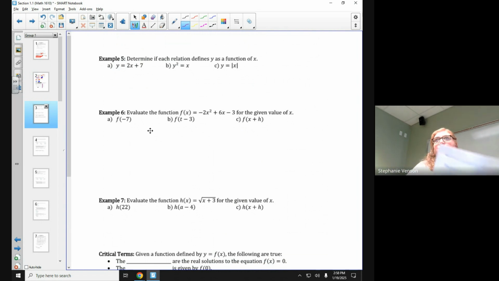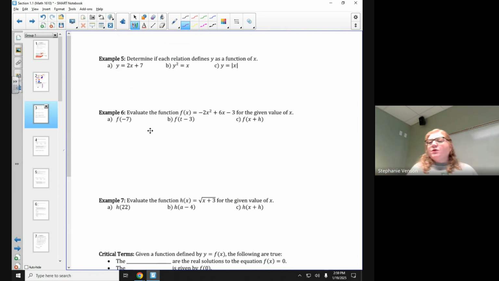The first one gives you a list of ordered pairs and says, is it a function? The second one gives you a chart and says, is it a function? The third one gave you a graph and said, is it a function? Now I'm going to give you an equation and ask you the same question. Is it a function? So determine if each relation defines y as a function of x.